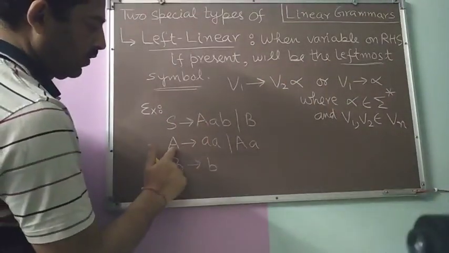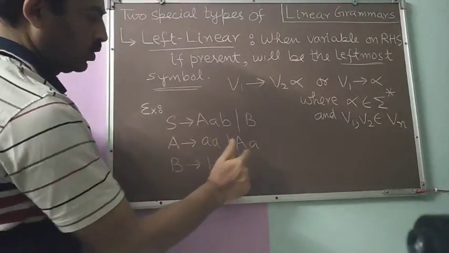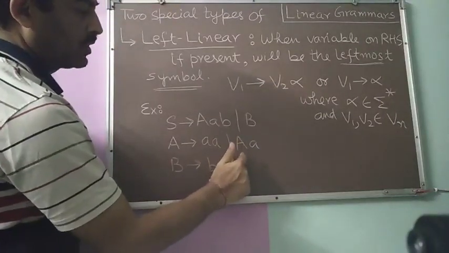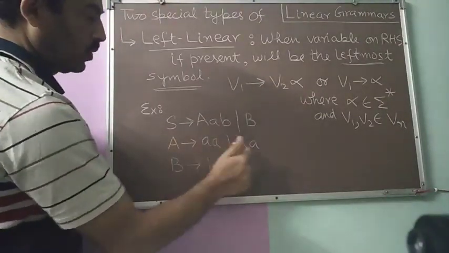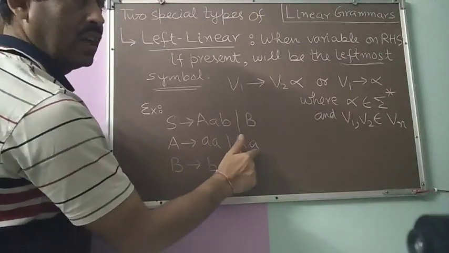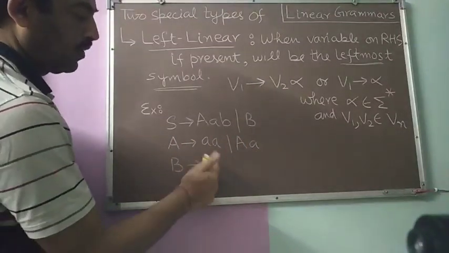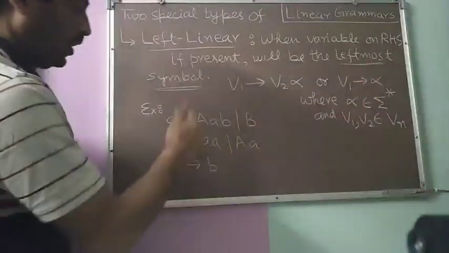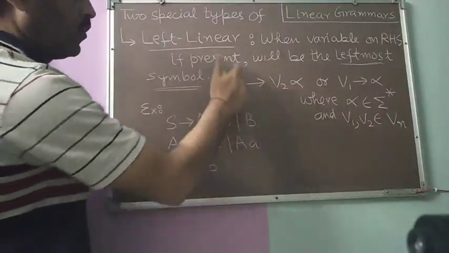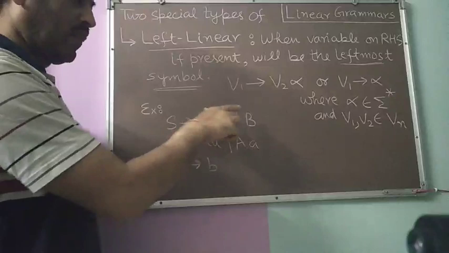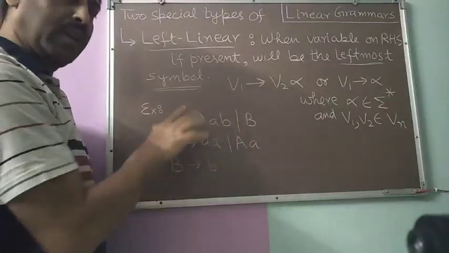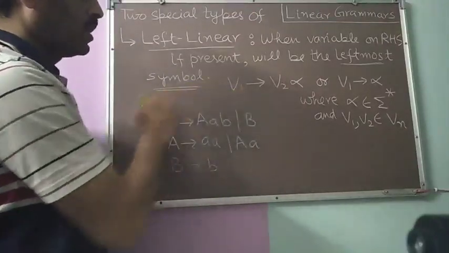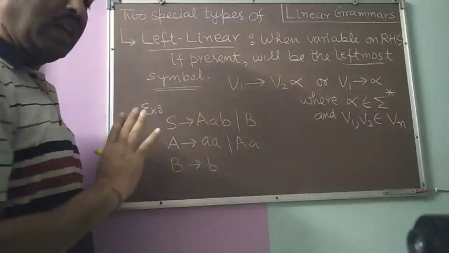And if we look at A to A, again here we are finding one variable, that is capital A, but it is present as the leftmost symbol in this particular production. And after this, we are having only the terminals. And from B to small b, we do not have any variable here. So it is a string of terminals only. So it follows the form V1 to alpha. So all the productions of this grammar follow these rules. If variable is present on the right side, that is present as the leftmost symbol, then this grammar is called left linear grammar. So this is the left linear grammar.